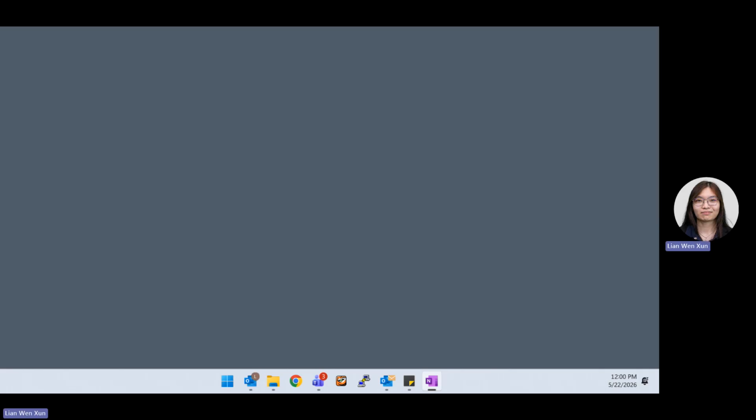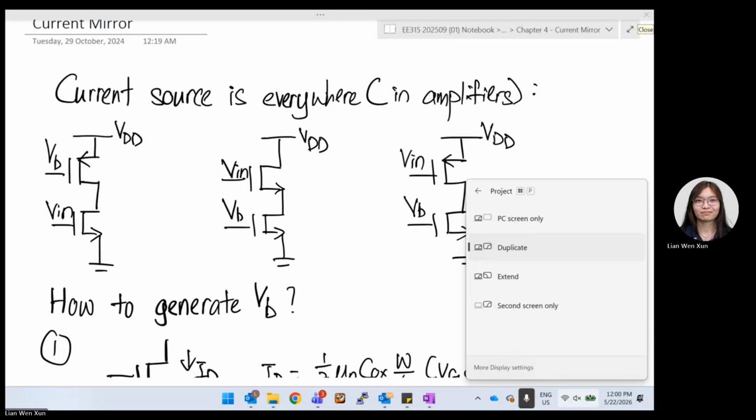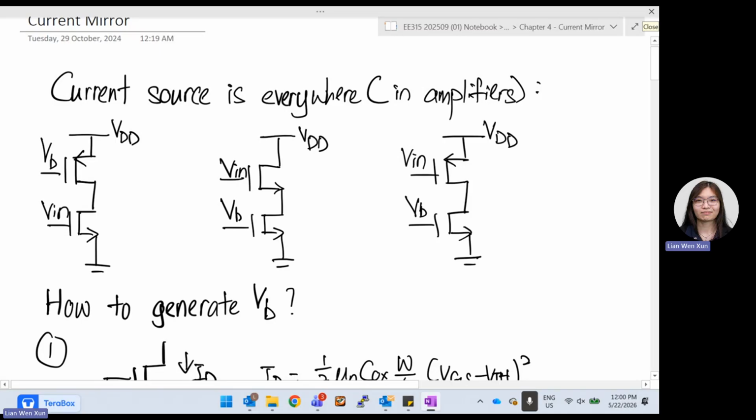Now we can continue to chapter 4. So chapter 4 is current mirror. I think we have learned current mirror in BJT. BJT also has current mirror. Okay, what exactly is current mirror? So we see that current sources are everywhere. Chapter 4 already, yeah? Current sources are everywhere.